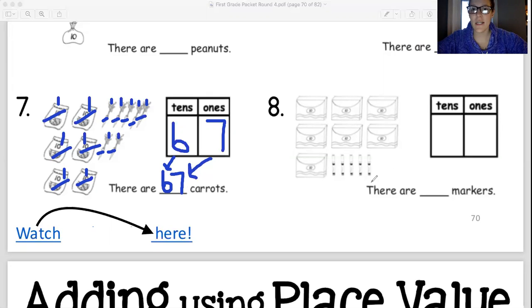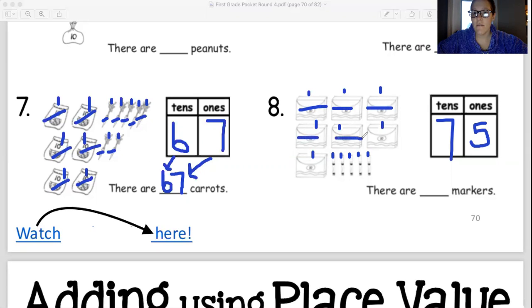Okay, last one. Let's check it out. Counting our groups of 10. 1, 2, 3, 4, 5, 6, 7 groups of 10. Ones, 1, 2, 3, 4, 5 leftover ones. Let's count them all together. 10, 20, 30, 40, 50, 60, 70, 71, 72, 73, 74, 75. There are 75 markers. Your tens match and your ones match.